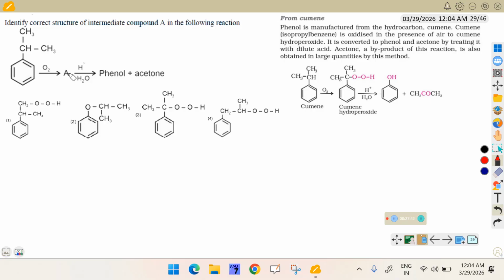Identify the correct structure of intermediate compound A in the following reaction. Cumene reacts with oxygen, then it gives cumene hydroperoxide. Cumene hydroperoxide. The third structure is the correct structure.